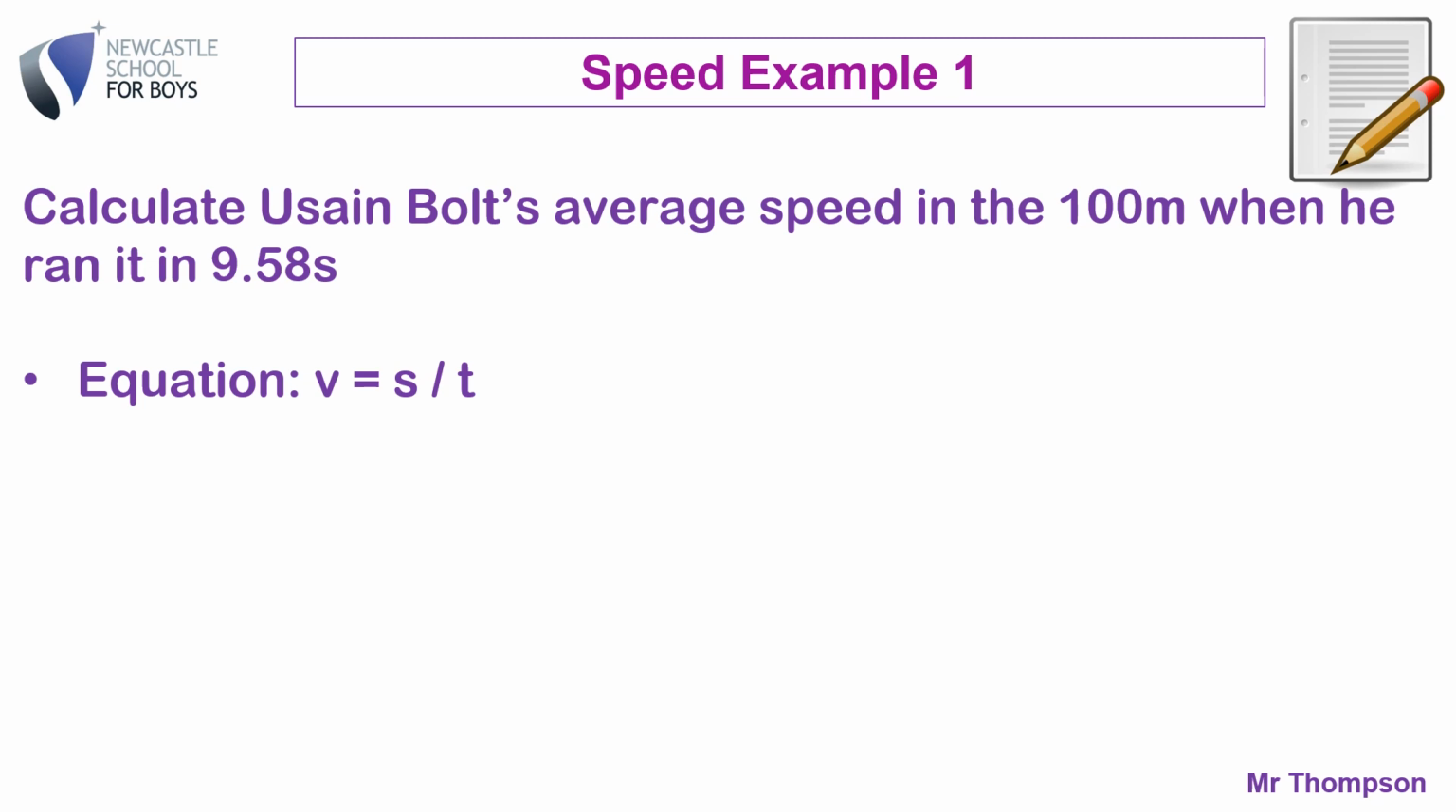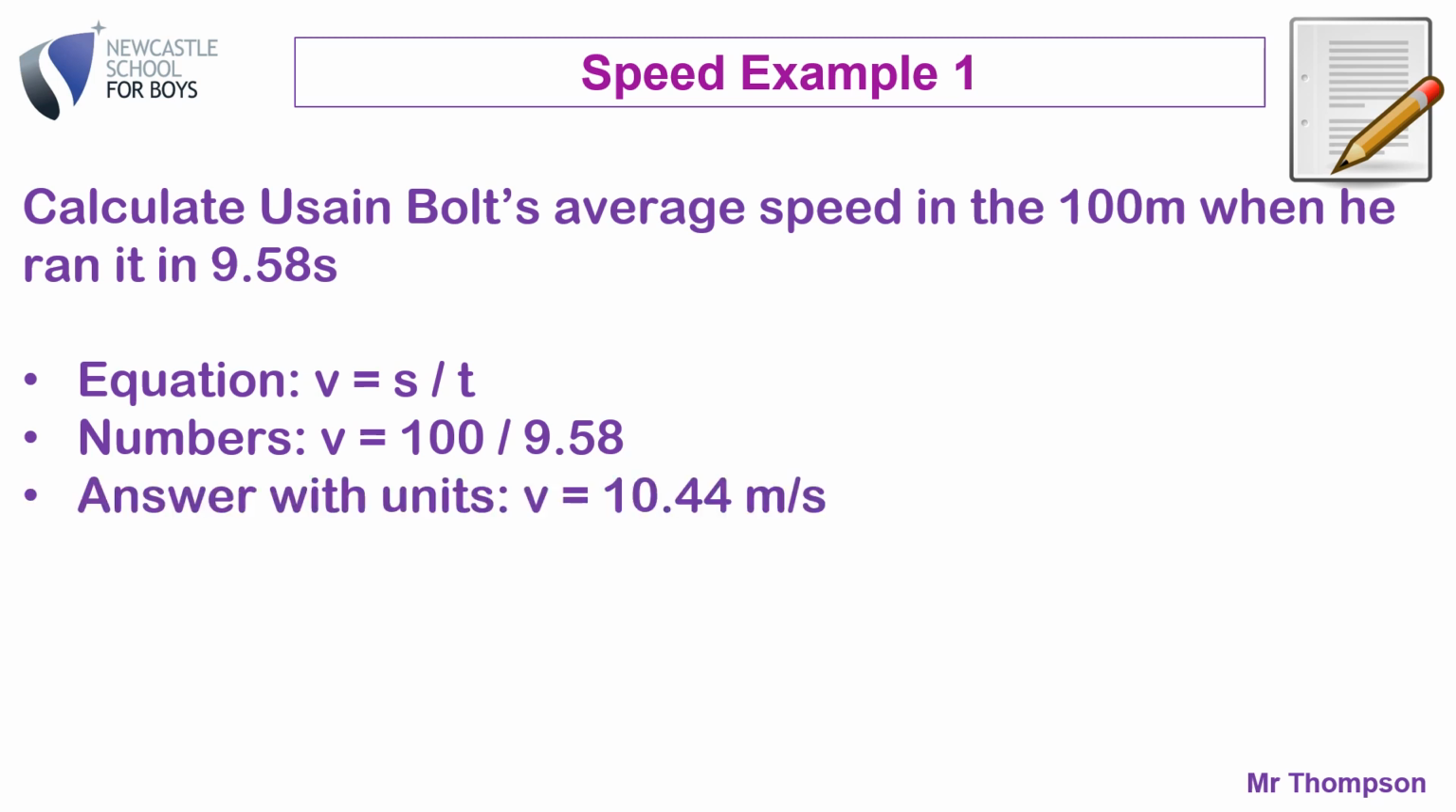So as always, you write out the equation, v = s over t, then you put in the right numbers, 100 divided by 9.58, and you get the units. Answer with the units, v is 10.44 meters per second is his average speed, that world record for 100 meters.